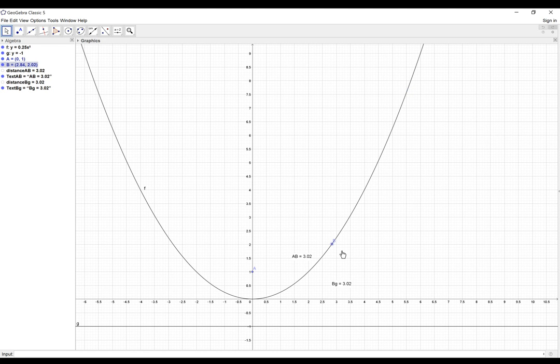If I start moving my point B around, you can see that those distances still remain the same because I picked the appropriate point, the focus, and the appropriate line, which is referred to as a directrix. Every parabola is going to have this property, and this property is going to be how we're going to come up with our general form of a parabola.